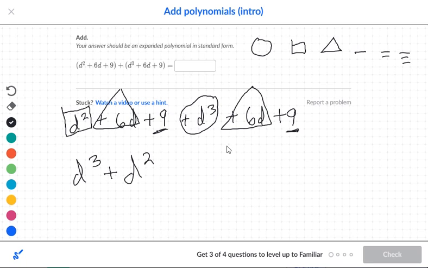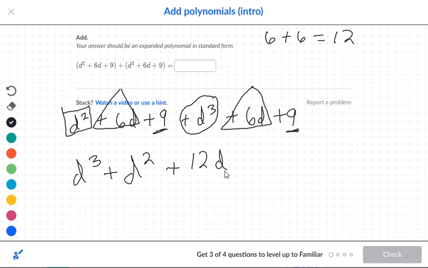Okay, now I want to look at my triangles. I have two triangles there, so I want to use the coefficients, which are the front numbers, and I simply take 6 plus 6. So 6 plus 6 is 12. My next term is going to be plus 12, and now I'll write down the letter d. My next and last ones are my constants, and what I have here is 9 plus 9. So 9 plus 9 is 18.